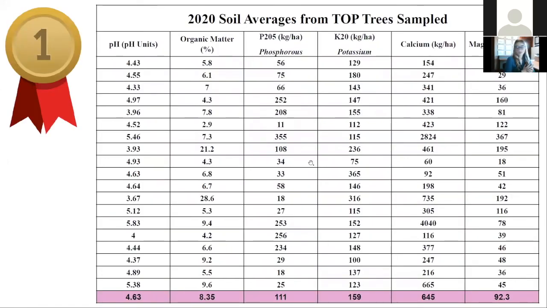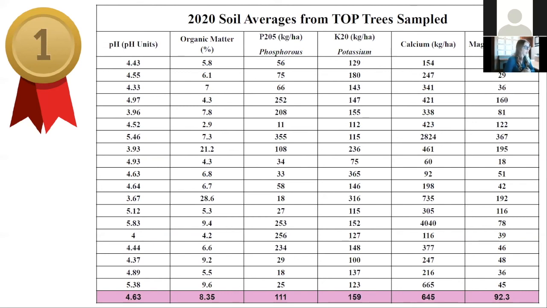So here's your soil results for our top trees. So we talked previously about the results for all the trees. Now we've taken out anything that wasn't ranked 8 or higher. So this is your top 3% of trees across the whole project. And that pink bar at the very bottom there, that's your averages, but sometimes it's nice to look at the numbers as well. So I've got a first place ribbon here. These are our best trees.